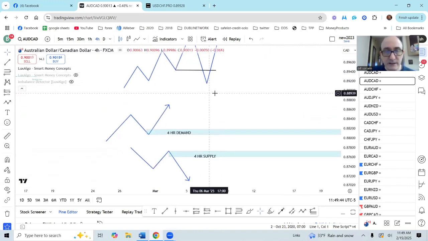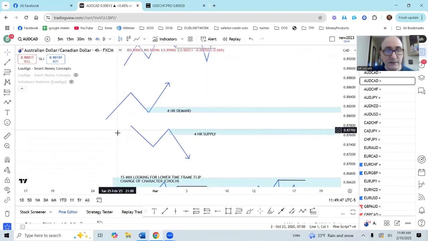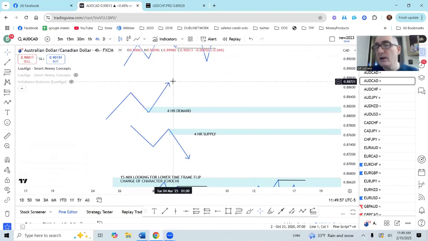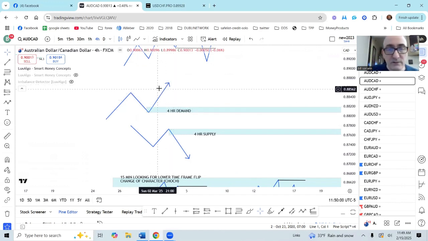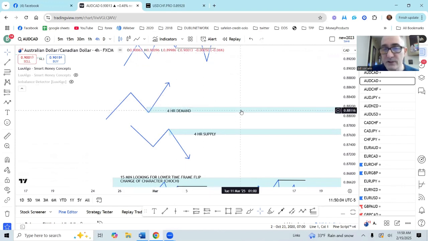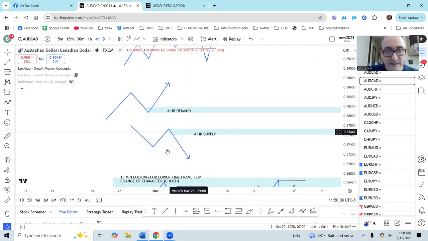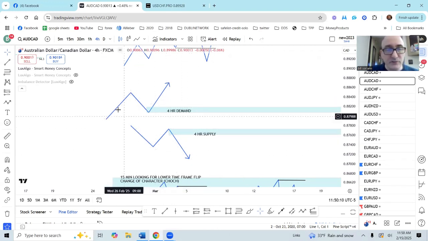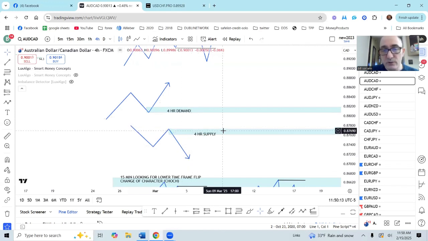So to show you what that looks like here, here's a 4-hour demand zone, maybe down in this area here, right? Assuming price has been making these higher highs here and higher lows, we have a bullish bias on the 4-hour time frame. And so we try to find a 4-hour demand zone in this area here, and we'll give you the rules for that in a second. Now, if price has a bearish bias, then we look for a 4-hour supply zone to trade from, okay?